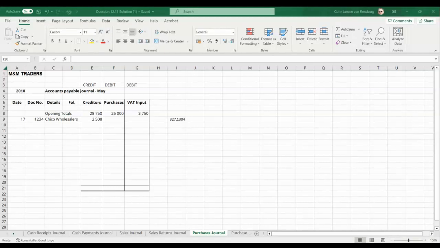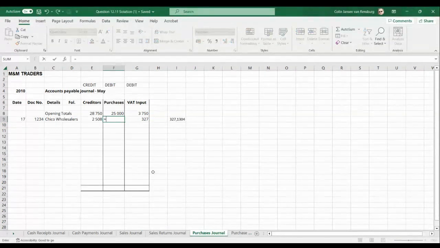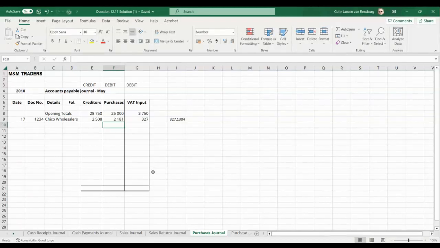Thank you, Logan. You also get 327. Okay, so the 327 is then obviously our VAT input. We can also calculate that, but it doesn't matter. We can just take the difference. So that will be 2,508 minus 327. Our purchases will be 2,181. So that is the amount that's eventually going to end up under our purchases account. And that 327 will be included in our VAT input account.